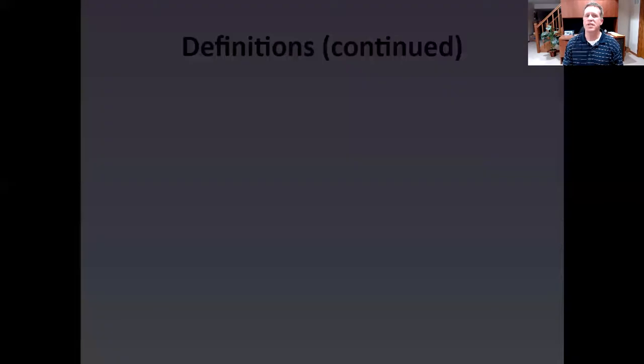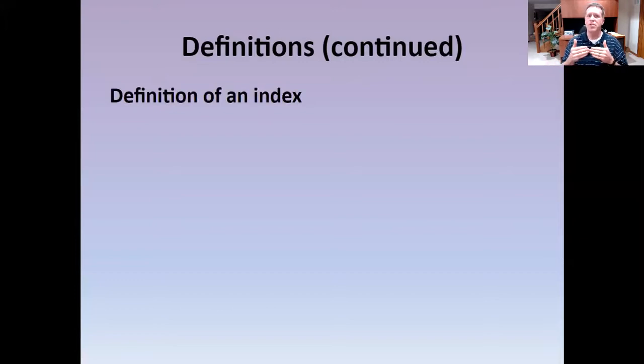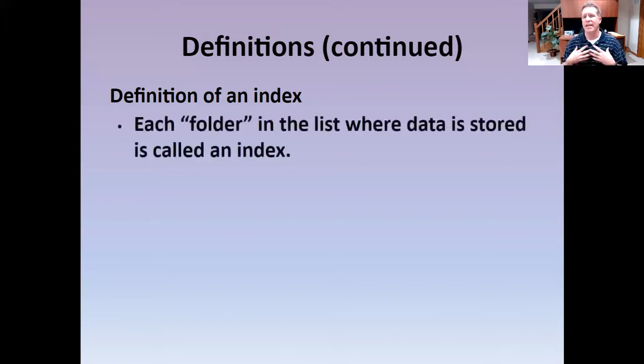So this brings us to our next and our last vocabulary word, index. So the problem is keeping track of all the folders inside of this file cabinet or all the little slots inside of your list. Well, each one of those folders or each one of those slots gets a number, and we call that an index.